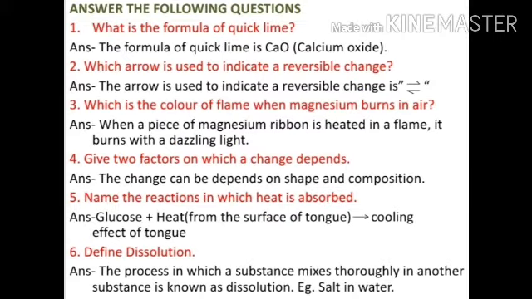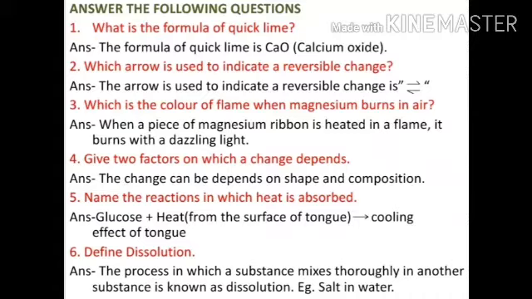Question number 1 is, what is the formula of quicklime? The answer is, the formula of quicklime is CaO, that is calcium oxide. Question number 2, which arrow is used to indicate a reversible change? Answer is, the arrow used to indicate a reversible change is as given in the picture.